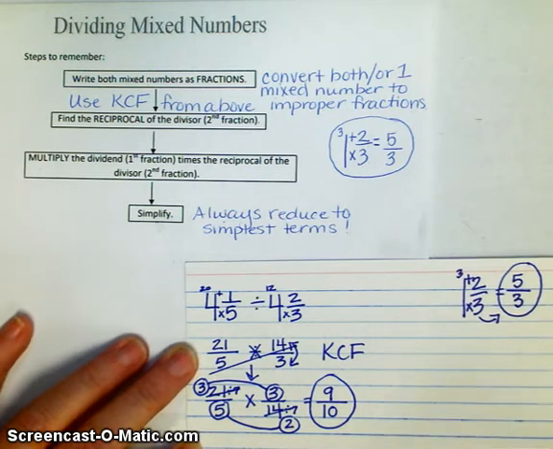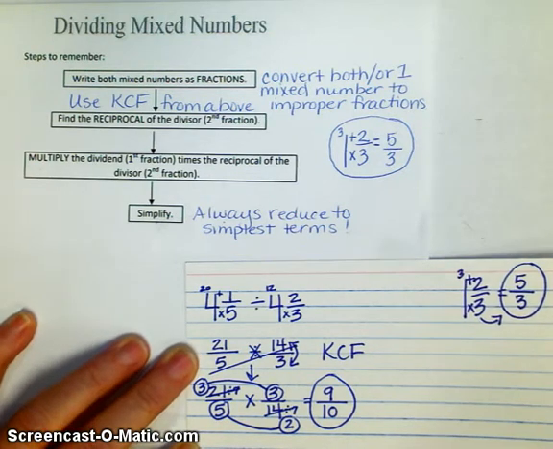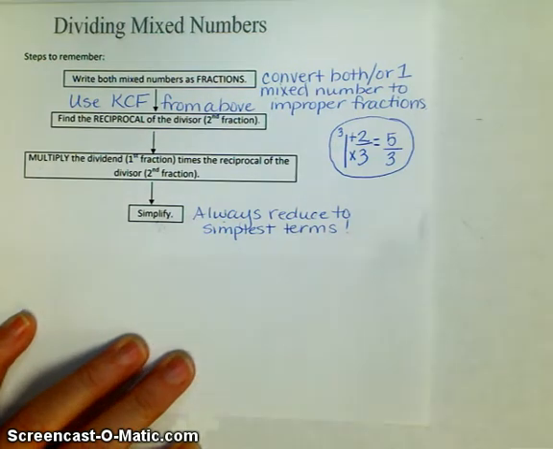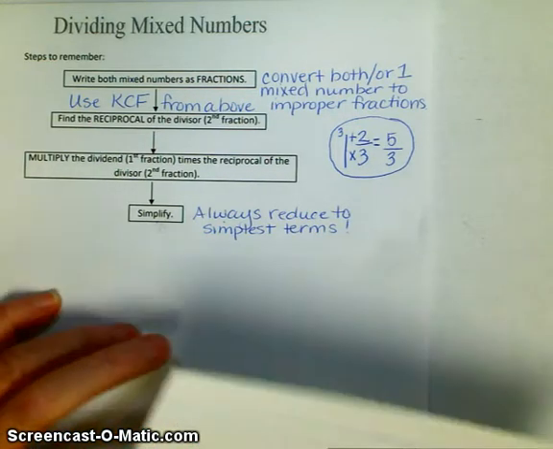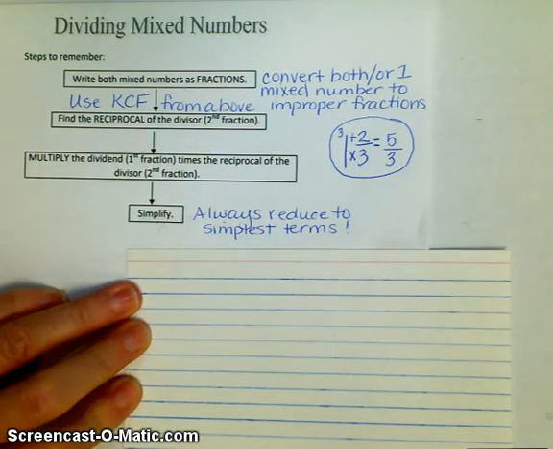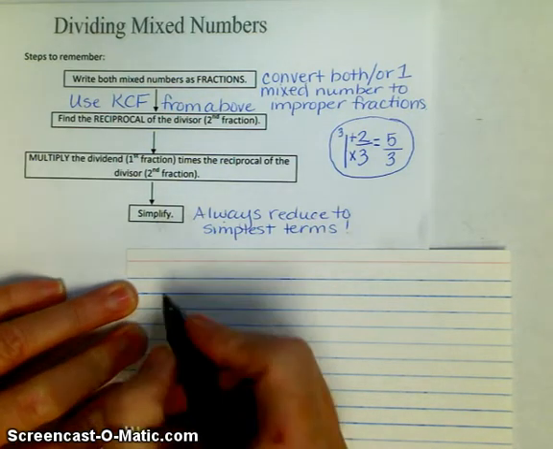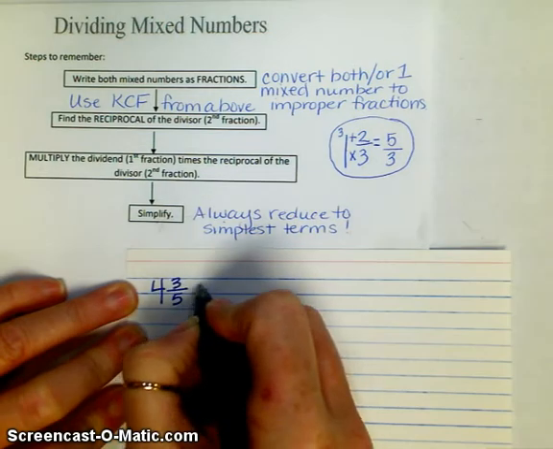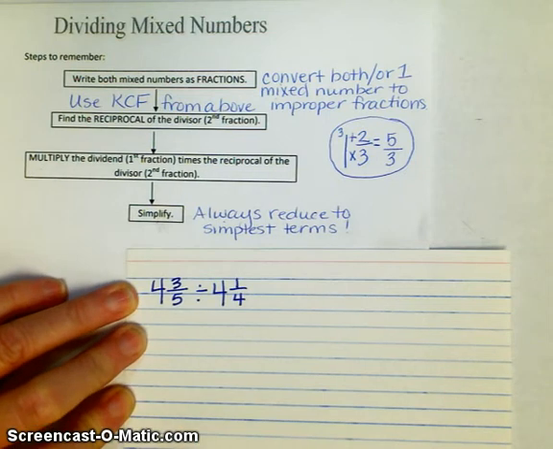I think the biggest problem for kiddos is when they get a big fraction at the end where they have to figure out what the mixed number is. So the very last problem that I'm going to do is one like that, and hopefully we can make some better sense of it. Let's see if we can do 4 3/5 divided by 4 1/4. Okay, they're both mixed numbers.